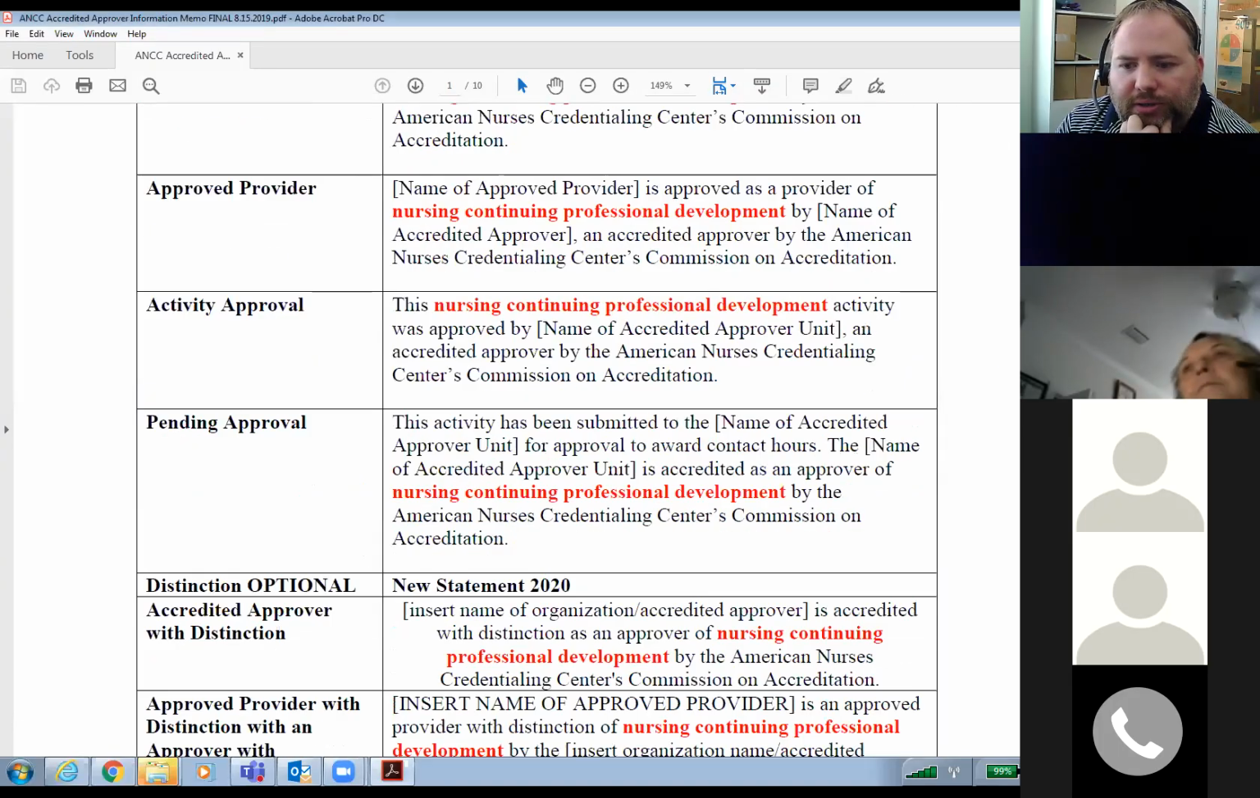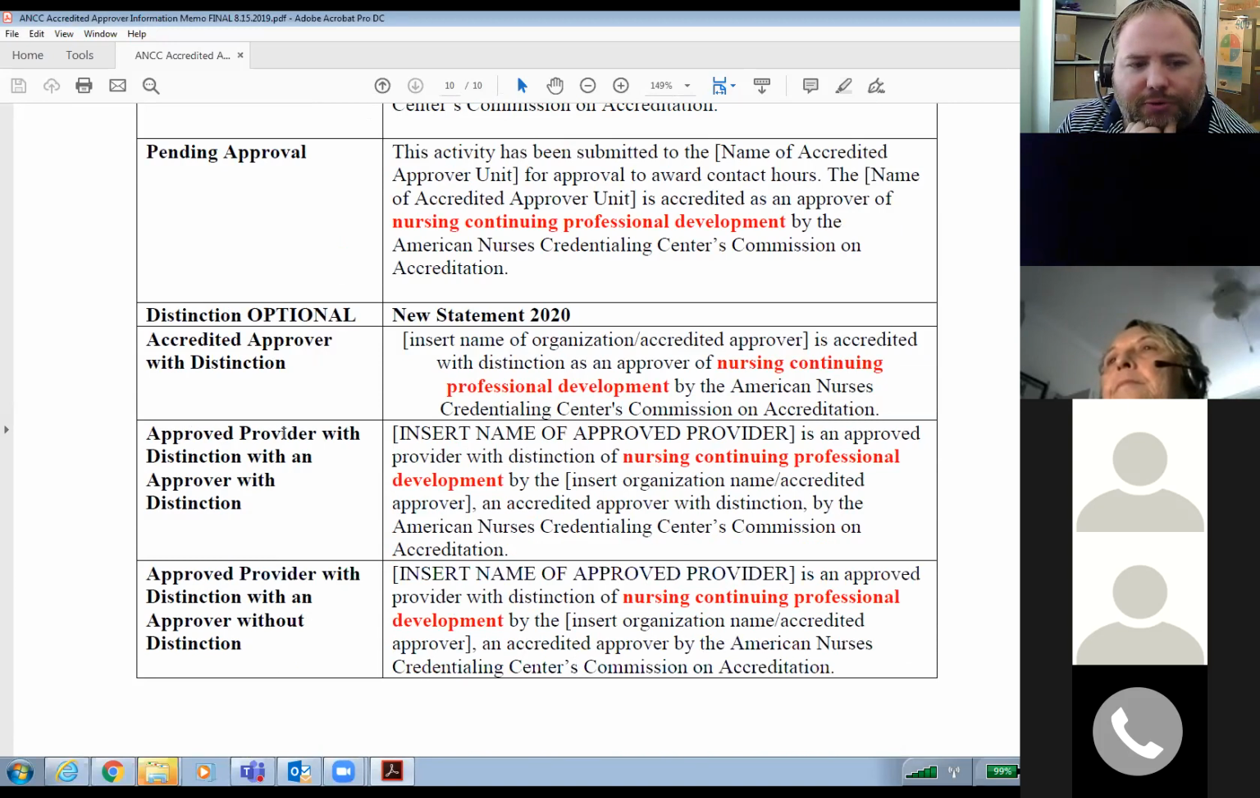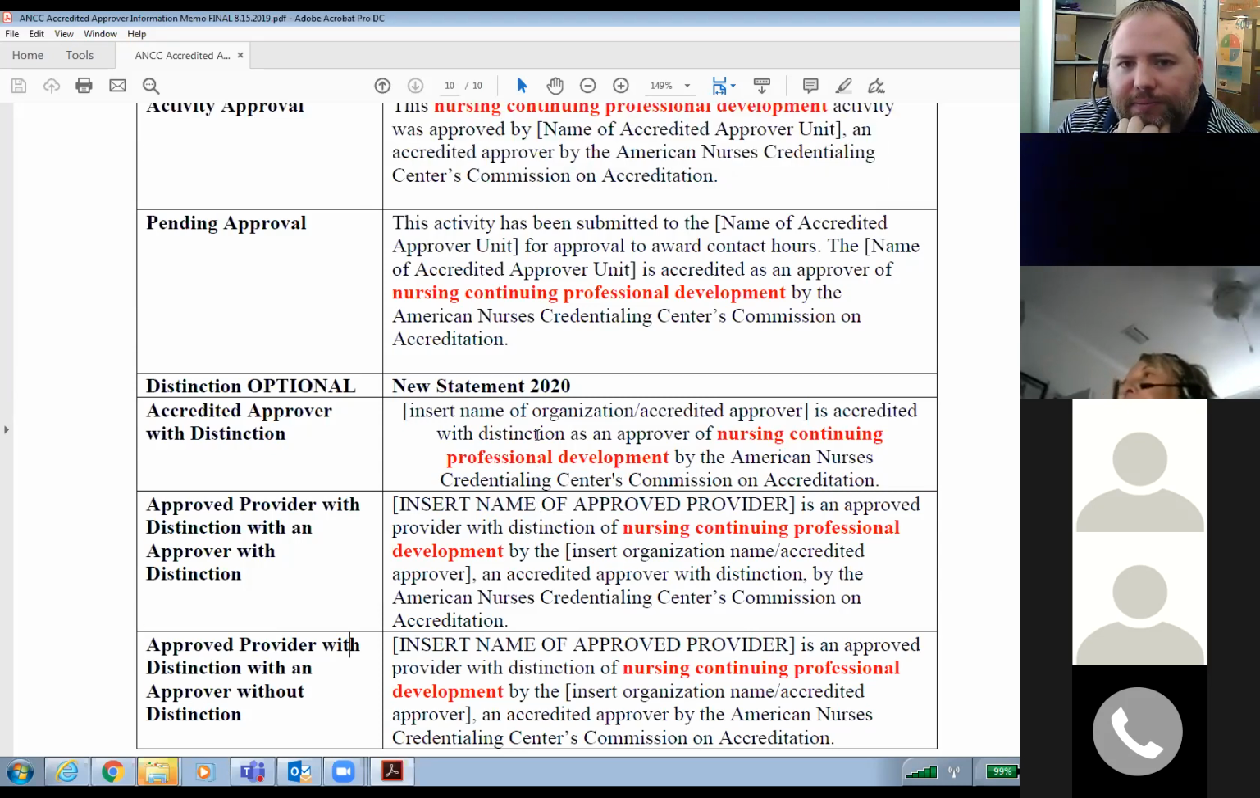Let me see really quick here. The very last block. Yep. So approved provider with distinction with an approver with distinction. So it says it would be, let's just say XYZ is an approved provider with distinction of nursing continuing professional development by the State Nurses Association, an accredited provider with distinction, where the bottom one doesn't have it. I gotcha. Okay, that makes sense. It's a lot of distinctions. So an approved provider may achieve distinction, whereas the accredited provider may not have achieved distinction. So we just wanted to make sure that that option was there. All right, thank you.